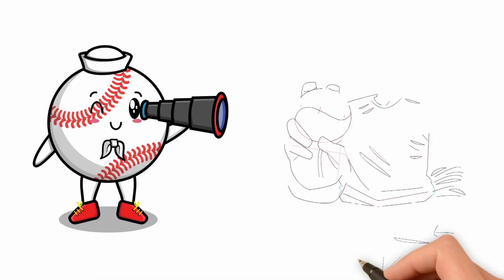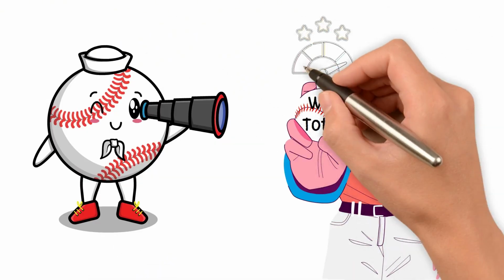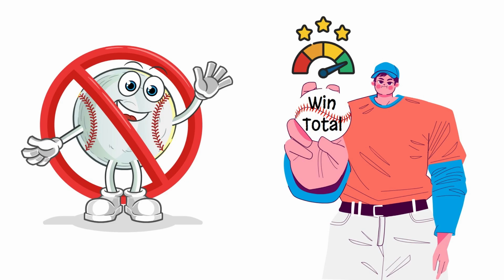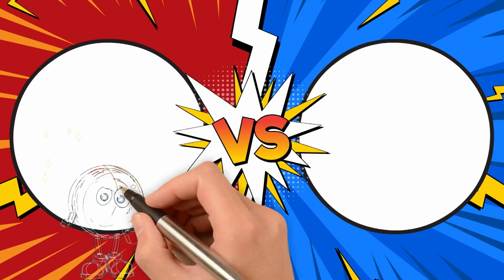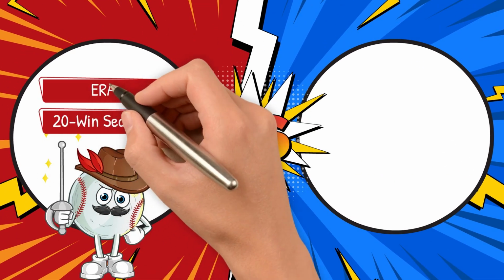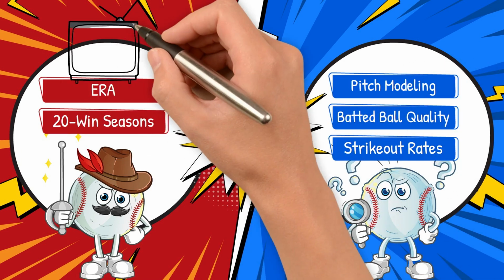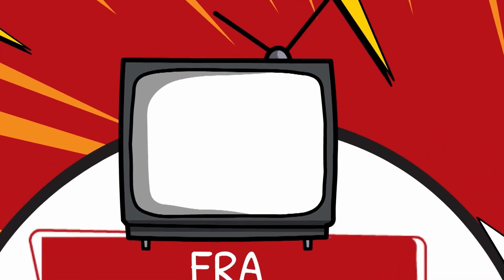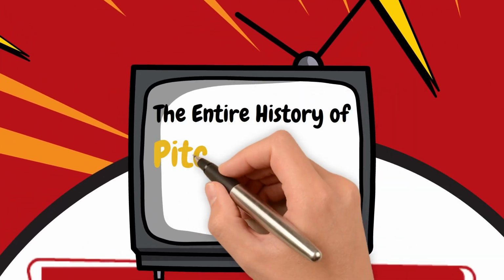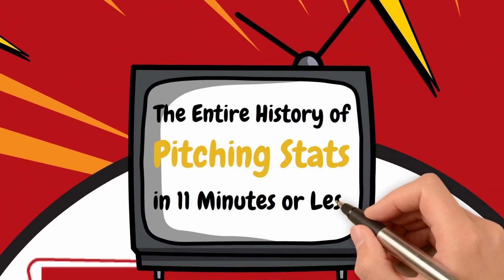If you only look at a pitcher's win total to judge their performance, you're missing the entire story. Seriously, if you're still citing 20-win seasons and ERA without asking about strikeout rates, batted ball quality, or pitch modeling, you're decades behind.